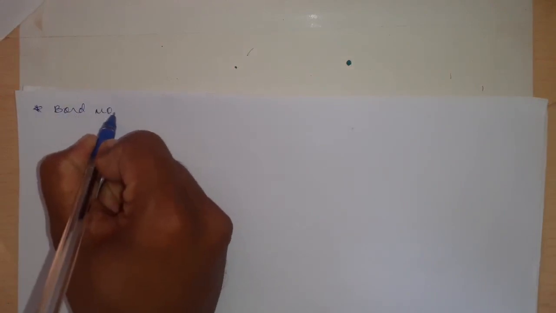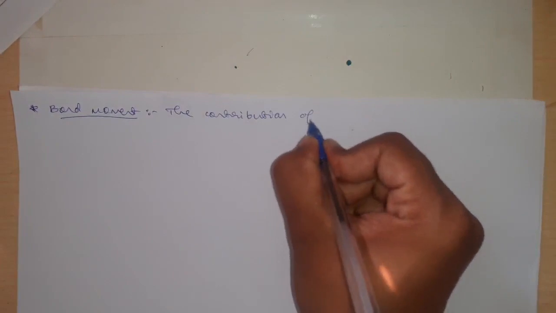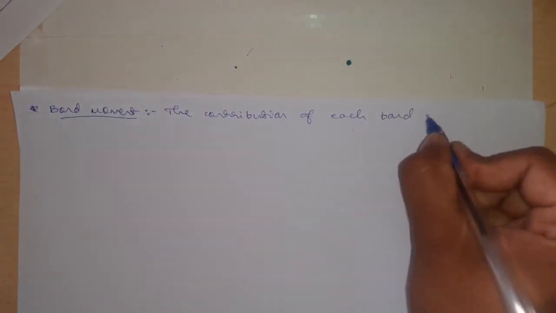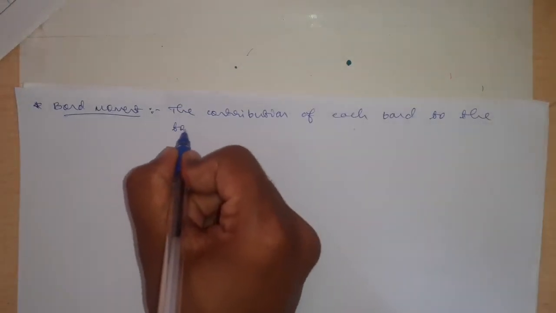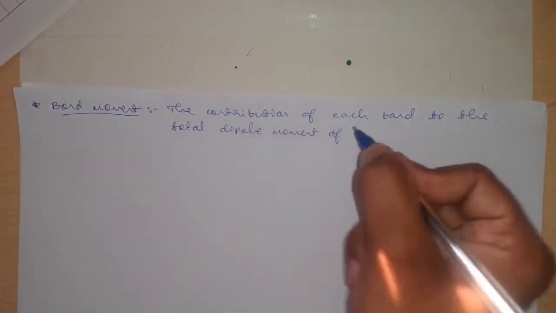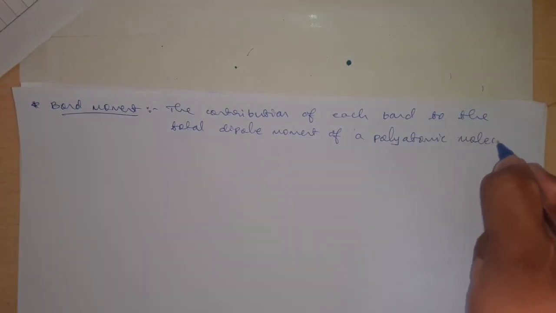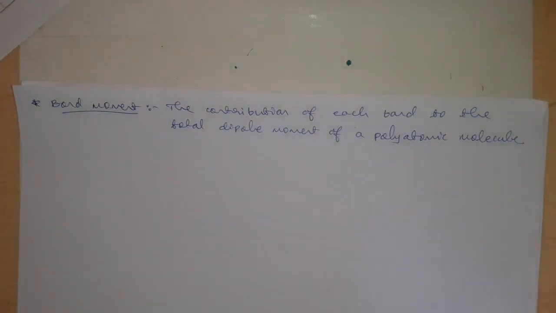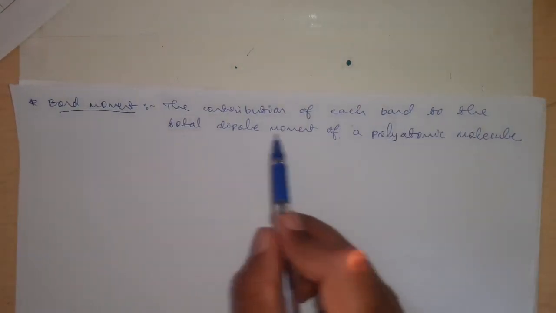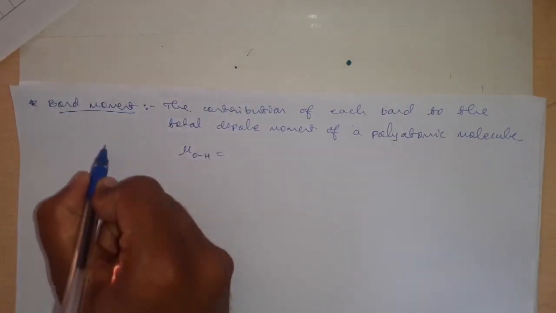And the next concept is bond moment. Bond moment can be defined as the contribution of each bond to the total dipole moment of a polyatomic molecule. Take for example the bond moment of the OH bond in a water molecule.